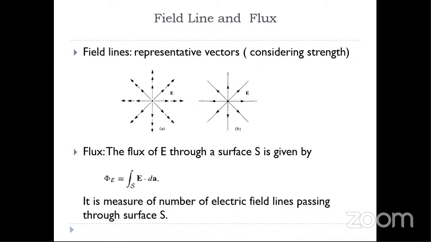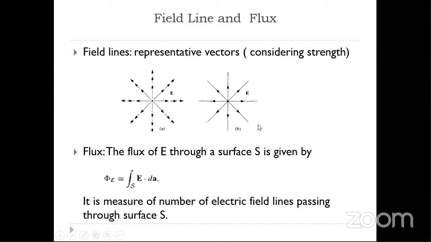If a point is close to the source charge, in this region, the field lines are dense. What do you mean by dense? They are typically close to each other. But if I go to a point far away like this, you will find that the field lines are not dense. The density of field lines is quite low here.